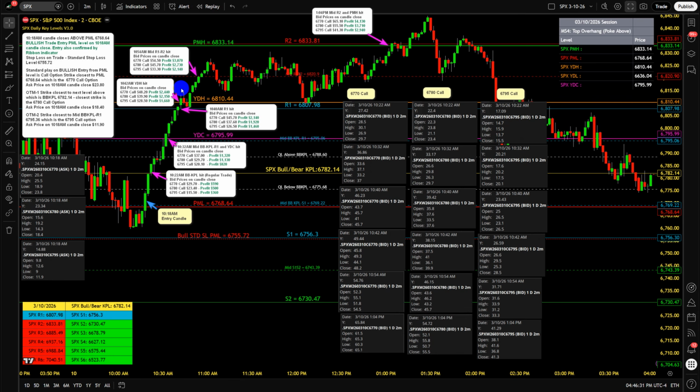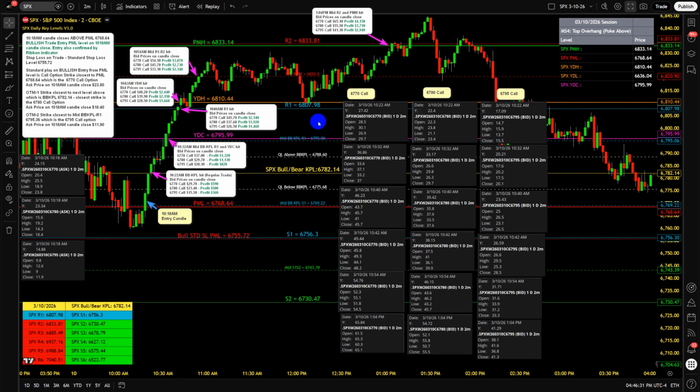Okay, so we have here, we went through this one here. Now here at the 10:40 a.m. we have the R1 hit. Bid prices on candle close: 67.70 here is 45.70 bid, so that's profit of $2,140. 67.80 is 37.60, profit $1,920 per option. 67.95 is 26.50, profit $1,460 per option.